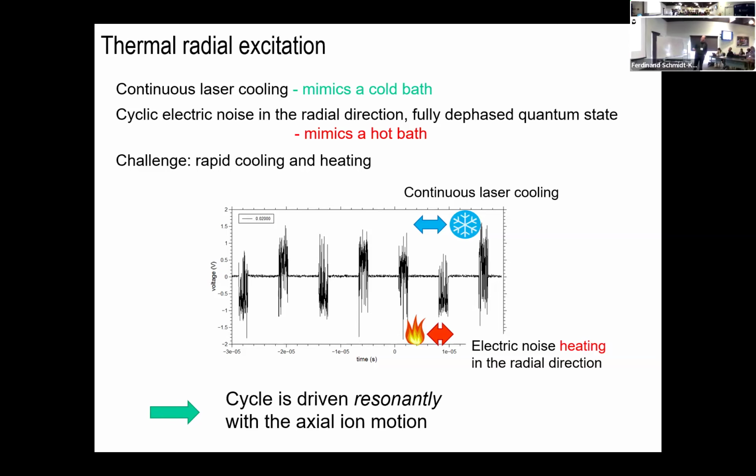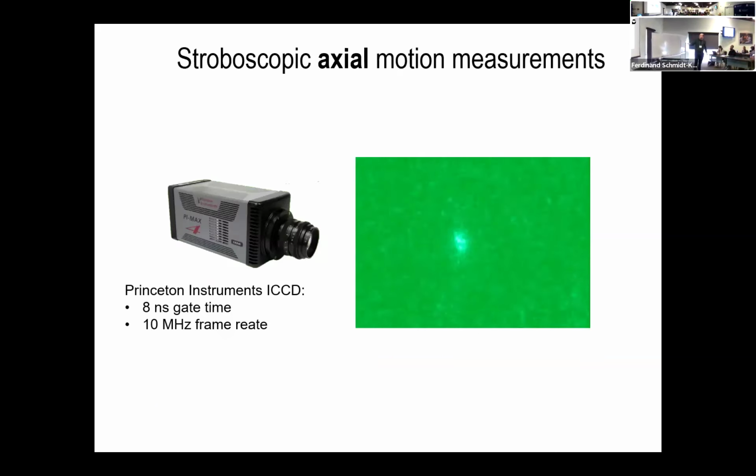Yeah, it's maybe not the ideal hot bath, because this noise is deterministic, so it is kicking the ion back and forth in some fashion, but it is. So that is the time sequence: heating, cooling, and so on. We have to make this very fast and resonant with the axial motion. And that leads then to a visible movement of the ions.